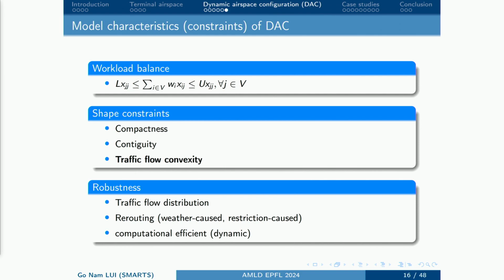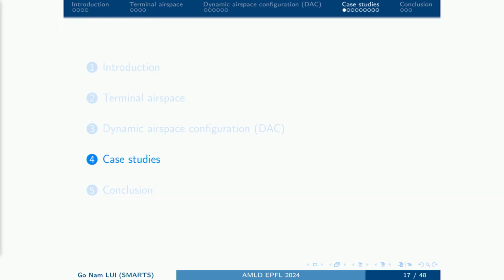The last important group of constraints is robustness. We want it to be robust to the traffic flow distribution, and robust to the sudden disappearance of some blocks because of weather, restrictions, or use of higher airspace or urban airspace, something like that. The last thing is computational efficiency. If your algorithm is very fast, it can handle dynamic traffic distributions. So next, I will go into the case study, and I'll be very fast.